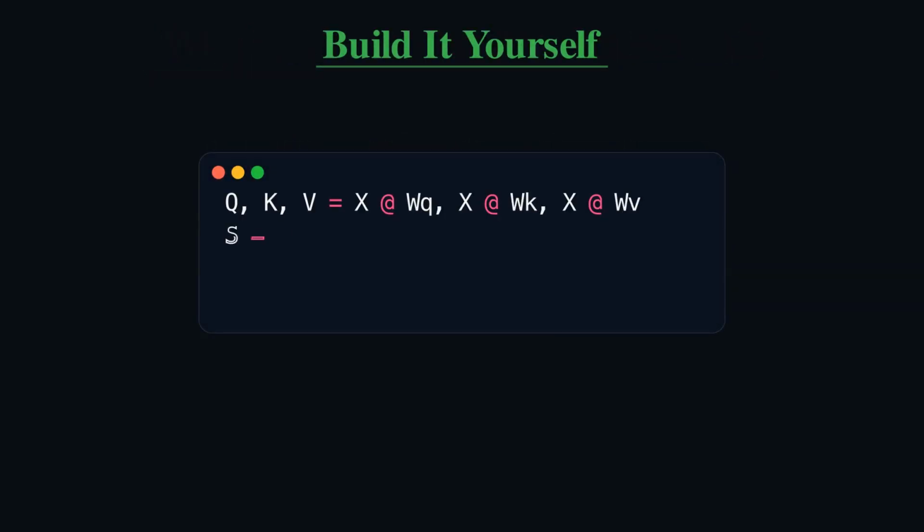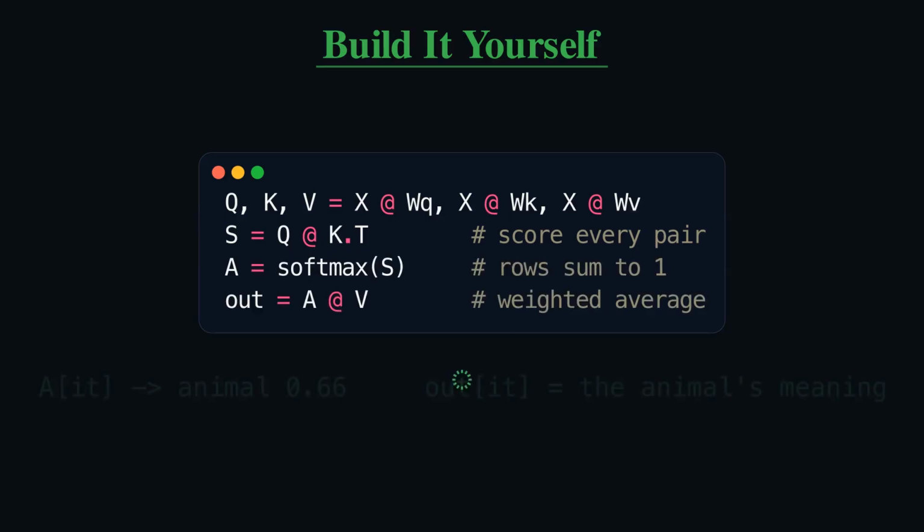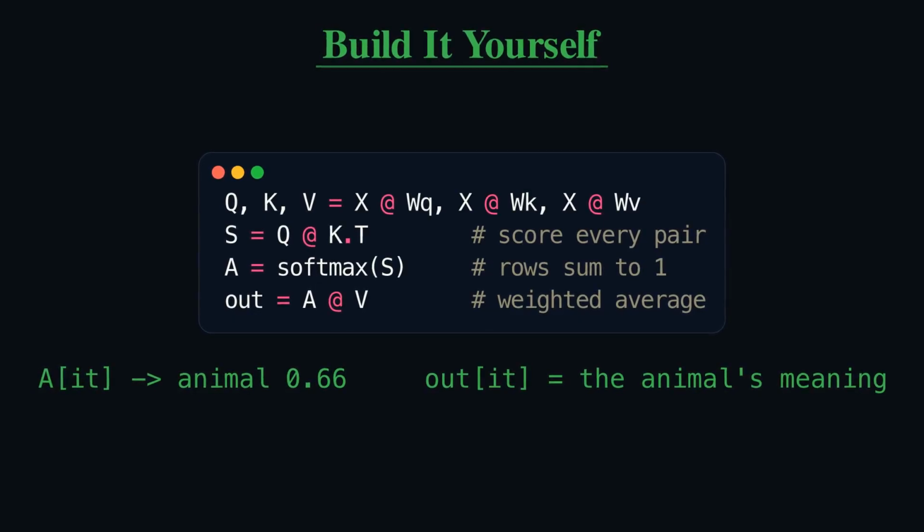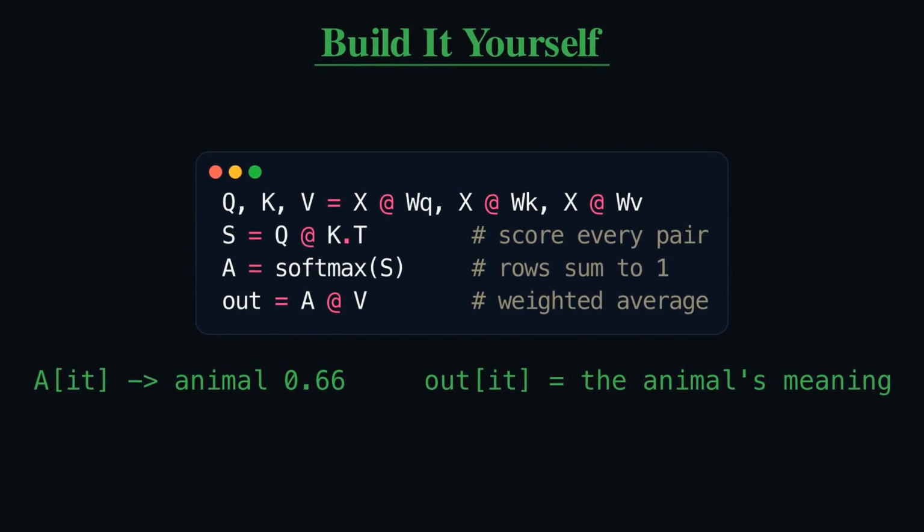8 lines. Project the words into queries, keys and values. Score every pair with one matrix. Multiply, softmax the rows so they sum to 1, and multiply by the values. That is attention. The notebook is in the description.